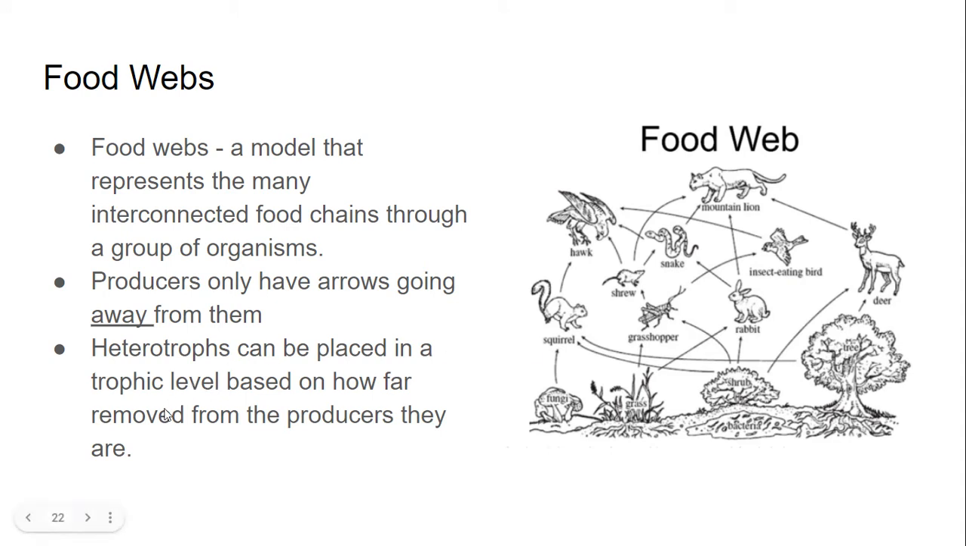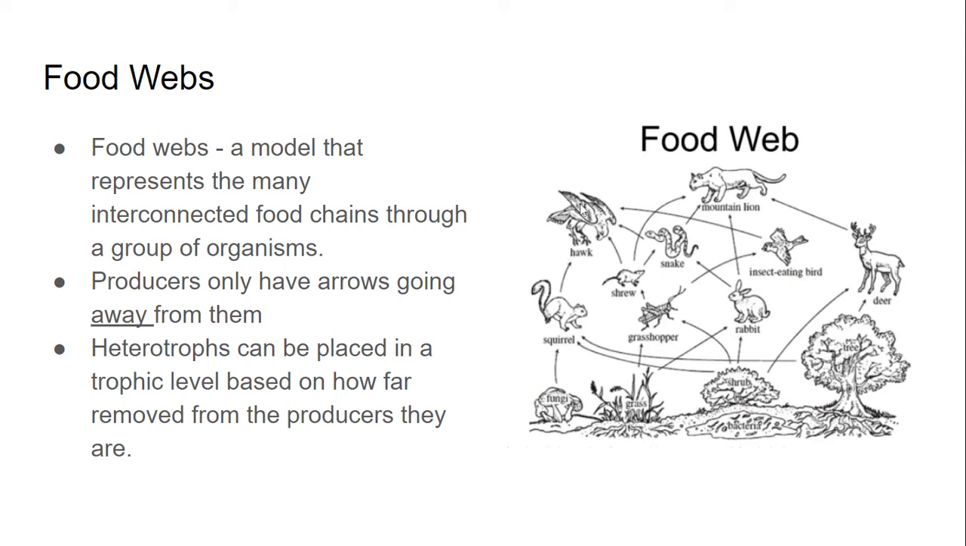Heterotrophs can be placed in their trophic level based on how far removed from the producers they are. So this is the same thing as looking at that pyramid, now just in a slightly different way. If I look at this squirrel right here, I just have to take an arrow and go backwards. Well, it's only one removed from this fungus. So that means this is a primary consumer because it is only one removed from that producer here.